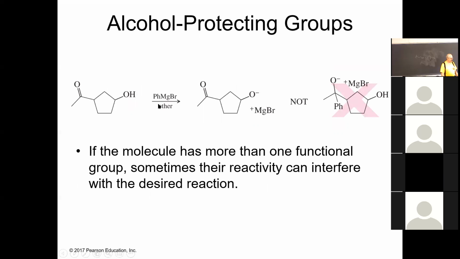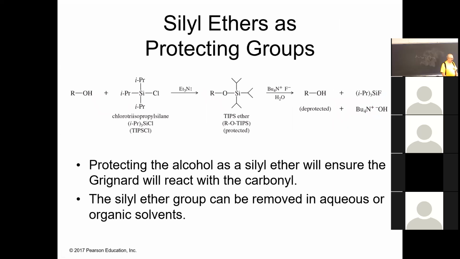So let's say we want to do a Grignard. The carbonyl is polarized, the carbon is plus, and the Grignard attacks the carbon. But this OH presents a problem because that's acidic, and instead what happens is the Grignard reacts with it. But if we protect that OH as a silyl ether, then we could carry out that reaction and then remove the silyl ether when we're done.